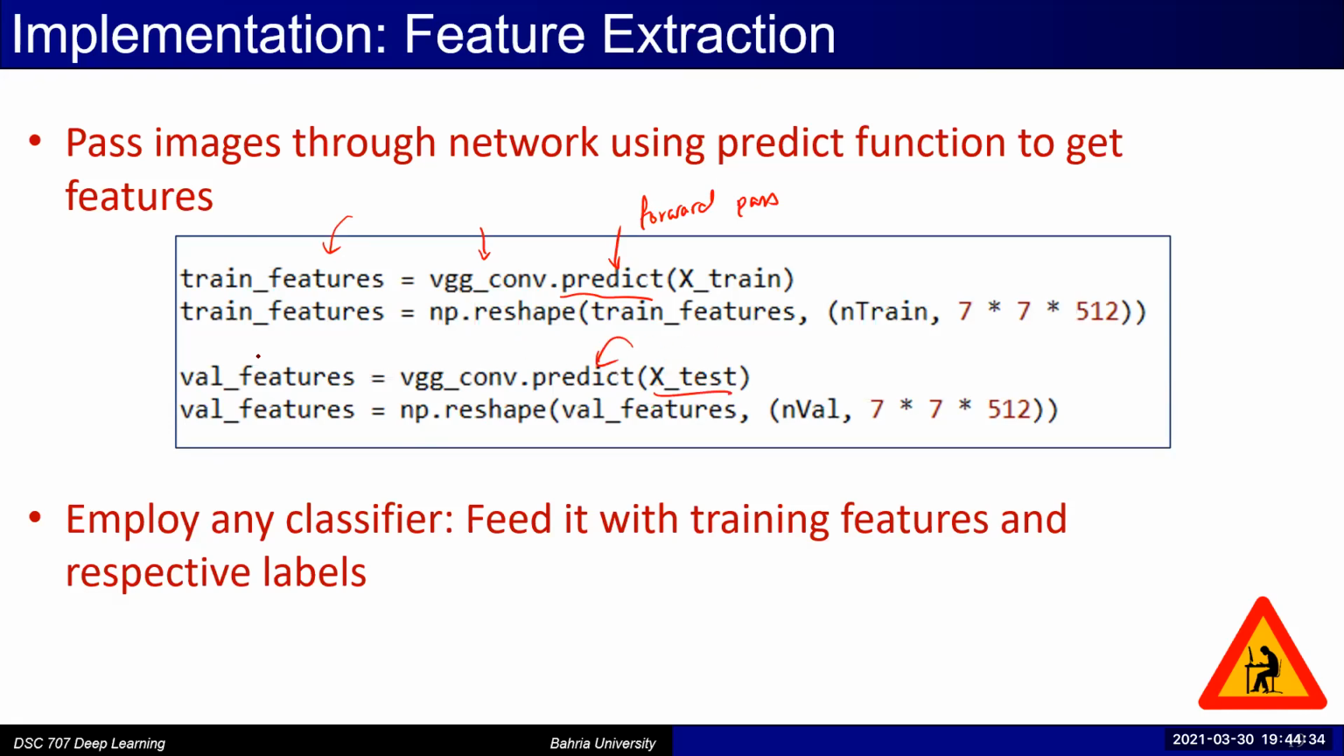So all of your test data, all your images, they are mapped to another vector, right? And now you have these two variables, train features and validation features. And now you can use these features to train any classifier, whatever you like, and treat it as a classical machine learning problem, right? So this is how you implement feature extraction or strategy three of transfer learning, where you simply use a pre-trained model for extracting features and you add your own classifier.